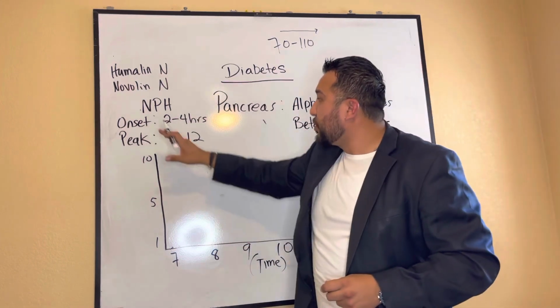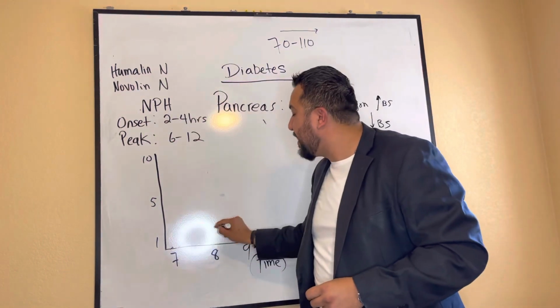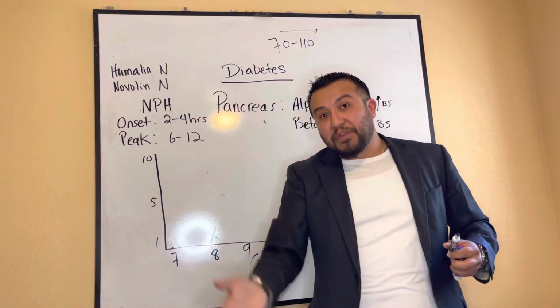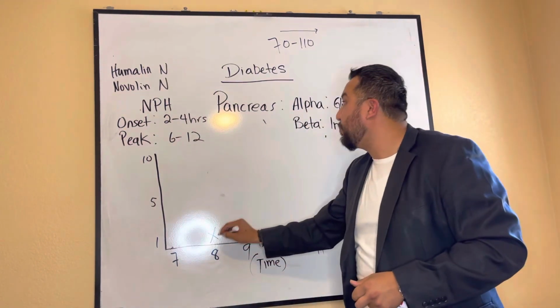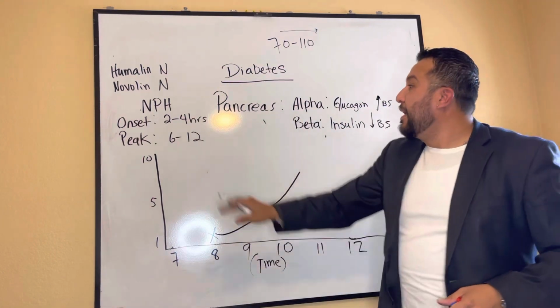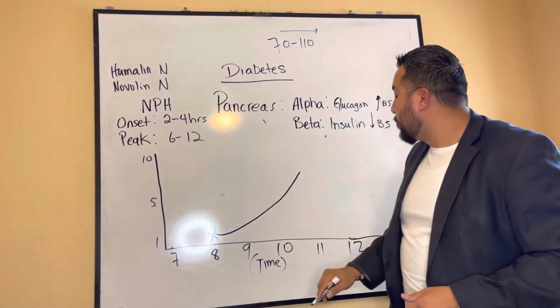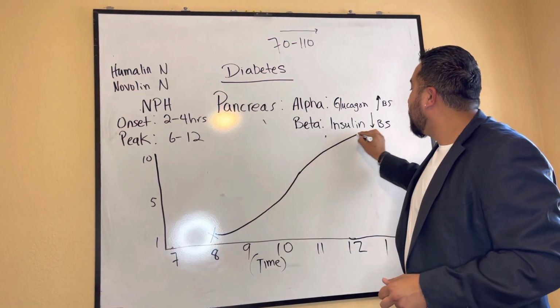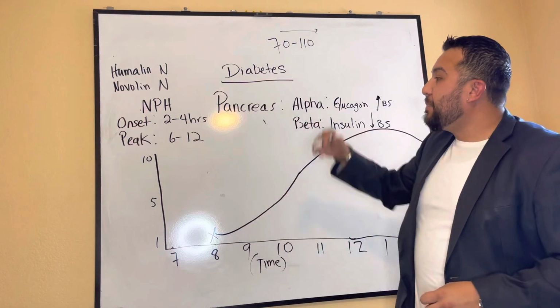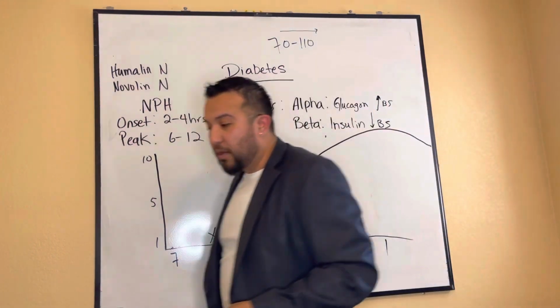Okay? So you give NPH, let's say we gave it at 8 a.m. The onset tells you when you're going to feed your patient. So you should be feeding that patient within 2 to 4 hours, 8, 9, 10. That's when it starts working. And it reaches its peak time within 6 to 12 hours. So you have to understand it'll be all the way up here and then it'll start going down. The NPH can last in excess of 12 hours.